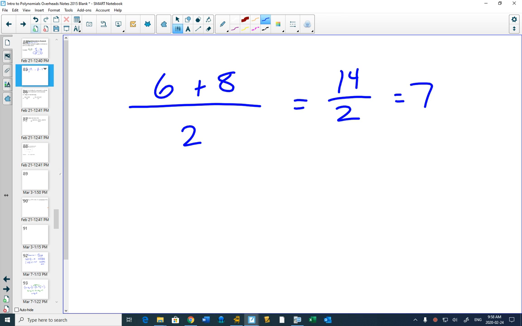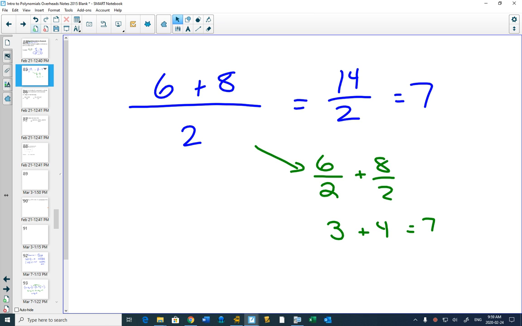We could have also, in real numbers, if you had wanted to, you could have divided the 6 by 2 and the 8 by 2 separately. What's half of 6? What's half of 8? 3 plus 4. You get 7 that way as well. But in algebra, we have to do it the second way because often our terms on the top are not like terms. Like 6 and 8, those are like terms. So we could put them together and get 14, and then 14 divided by 2 is 7. That makes the most sense.